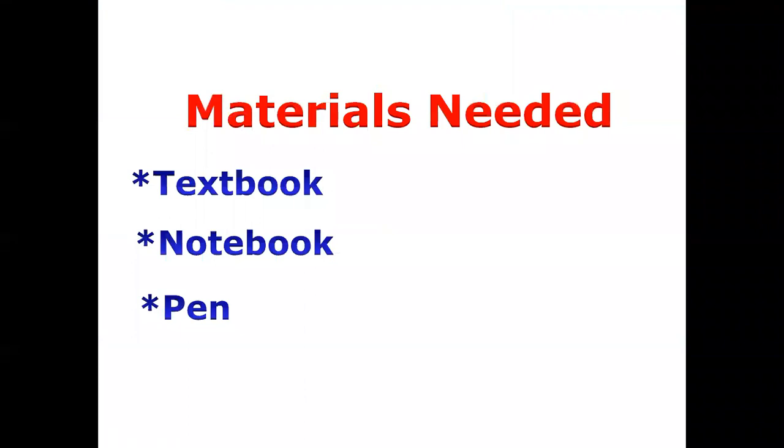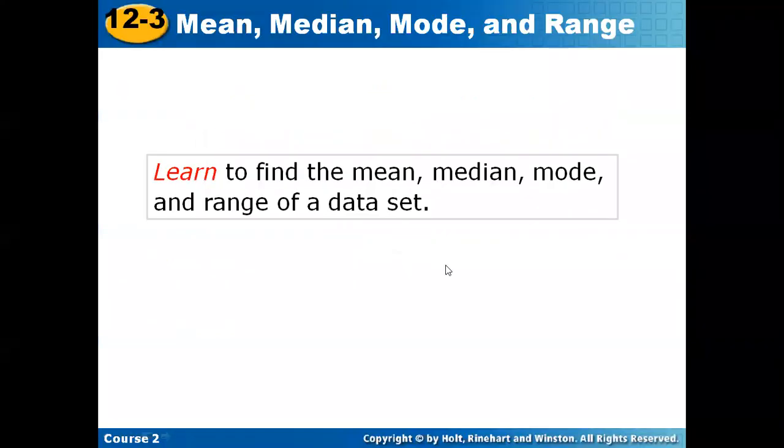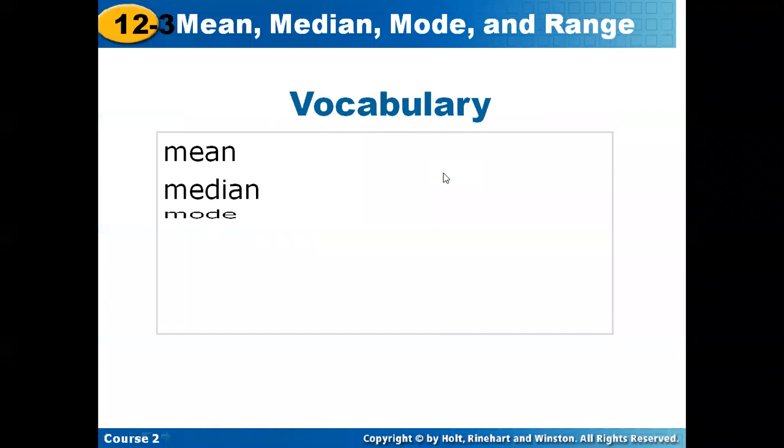Materials needed. You need your textbook for your reference, notebook for exercises, and of course your pen. Our objective is to learn how to find the mean, median, mode, and the range of a data set. Before that, we will learn the following vocabulary: the meaning of the words mean, median, mode, range, and outlier.